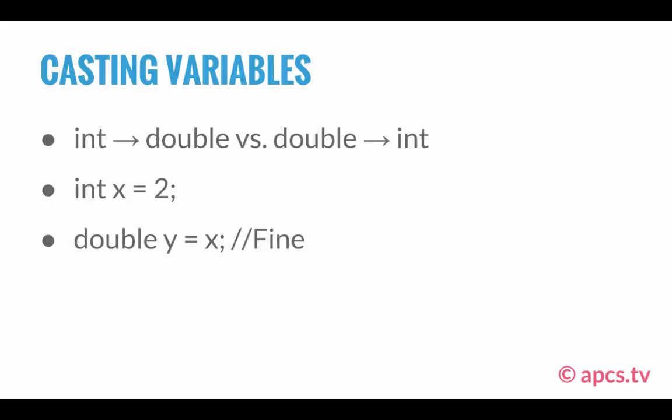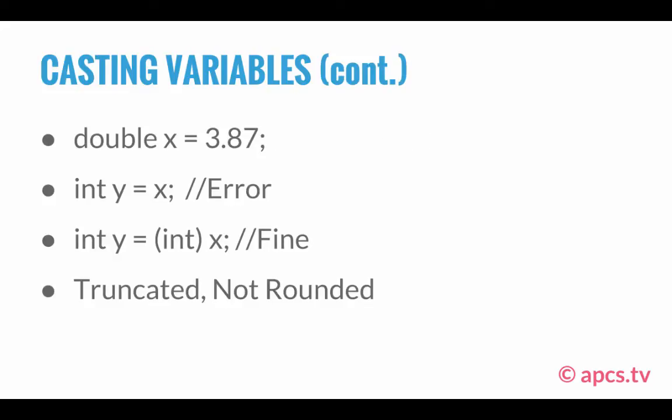Now converting from a double to an integer may be more of a problem. So let's take a look at that in the next slide. So we have double x equals 3.87. So double x is the variable of double type and its value is 3.87, with a semicolon at the end. So now we go to the next line. Int y is equal to x.